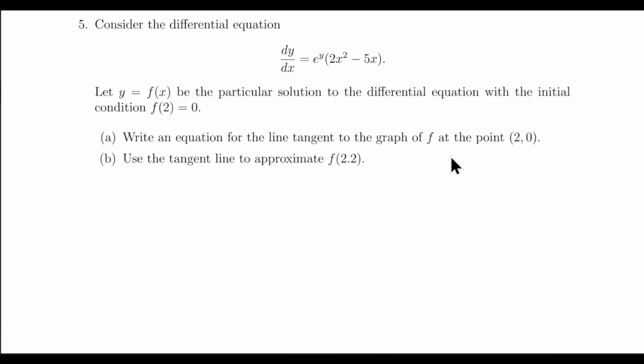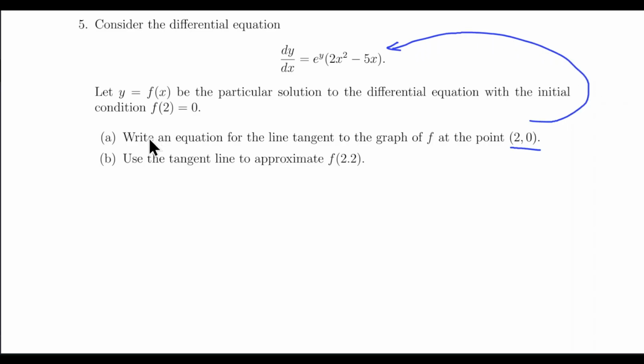Right. Consider this differential equation. All right, guys, this looks like a tangent line approximation question. And f(x) is the particular solution to the differential equation with the initial condition f(2) is 0. They're asking me to find the equation of the line tangent to the graph at this point. So, of course, a tangent line needs a point and a slope. I have a point. I need the slope.